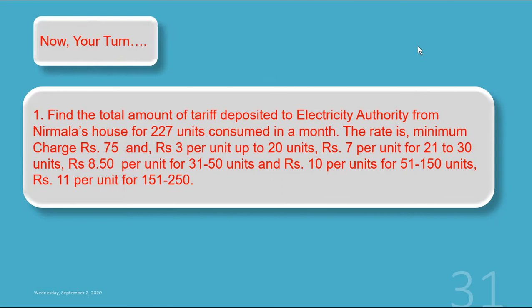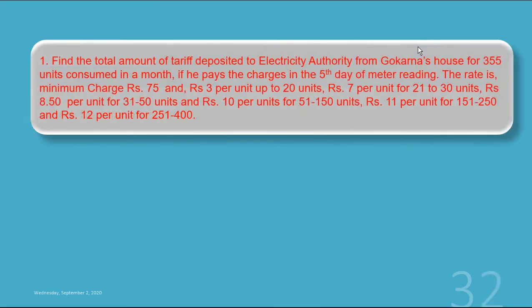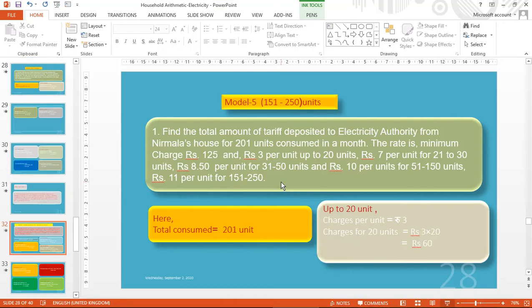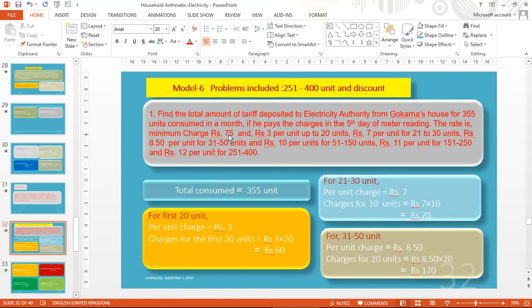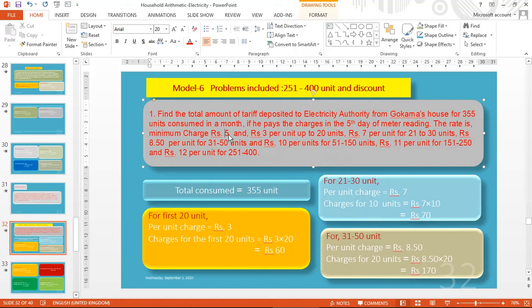Now, sir, we have to discuss what the minimum charge is for this. If the amount is 355 units, what is the minimum charge? Can you tell me the minimum charge for 355 units? Can you check the previous slide? What is the minimum charge for 355 units? 150 rupees. Okay, thank you.